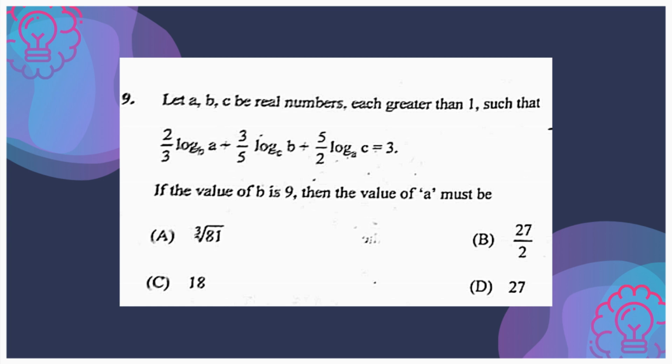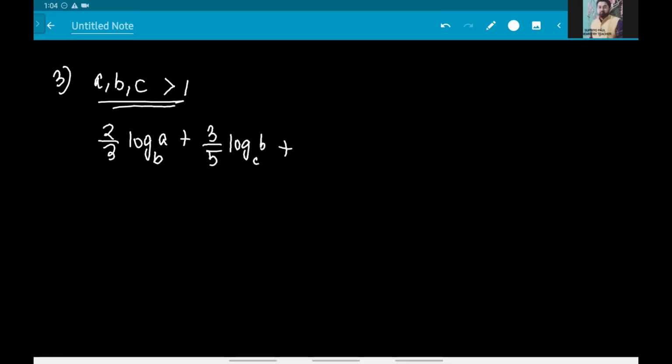That means a, b, c are greater than 1, such that 2 by 3 log a base b plus 3 by 5 log b base c plus 5 by 2 log c base a is equal to 3. Now, here it is given that a, b, c are real numbers, obviously greater than 1, and the equation is given: 2 by 3 log a base b plus 3 by 5 log b base c plus 5 by 2 log c base a is equal to 3.